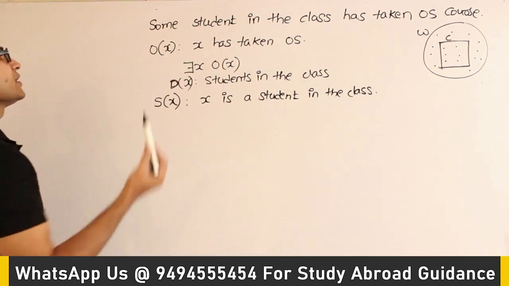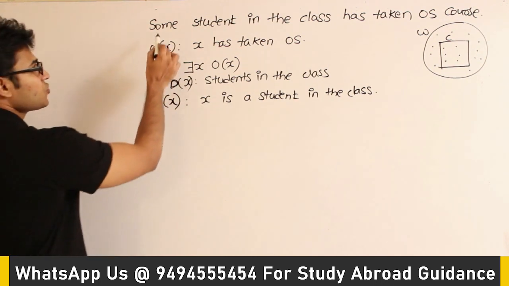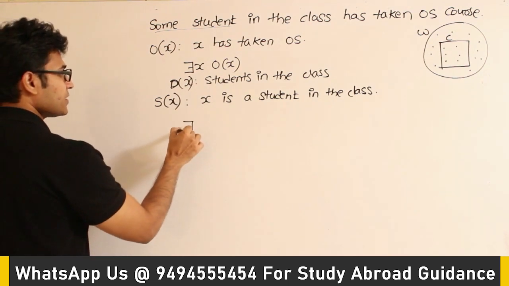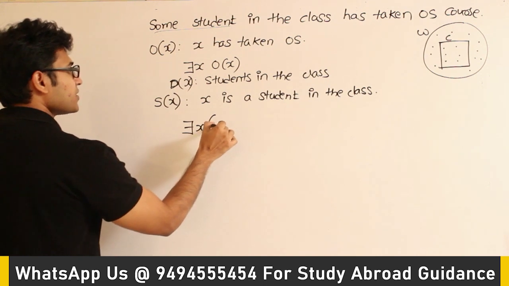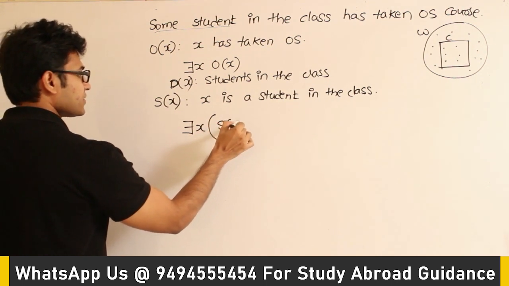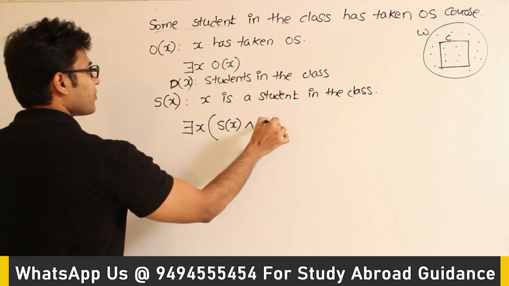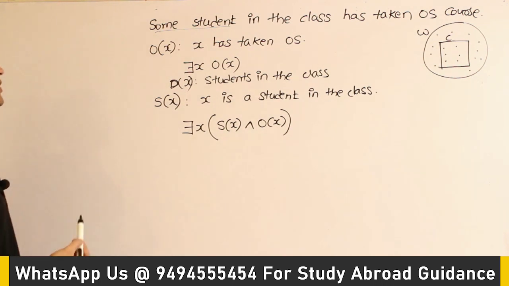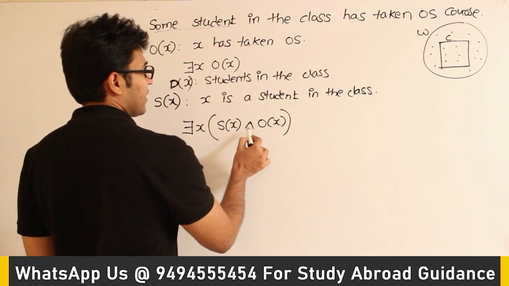Now how can I represent that one? So what is it we wanted to convey? Some student, which means there exists at least some student. So there exists some person in the world in such a way that that person is a student in the class and that person has taken the course operating system. Got it? Now you might get the doubt, why are you using and here?